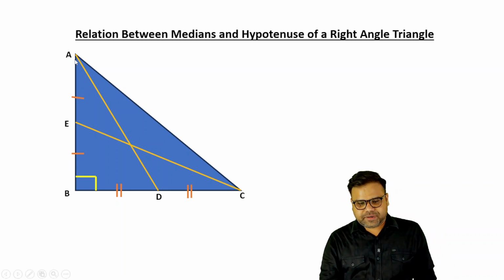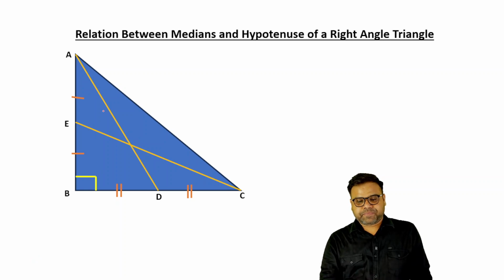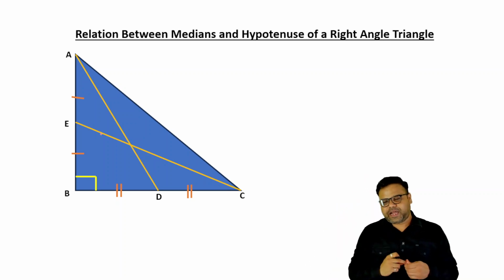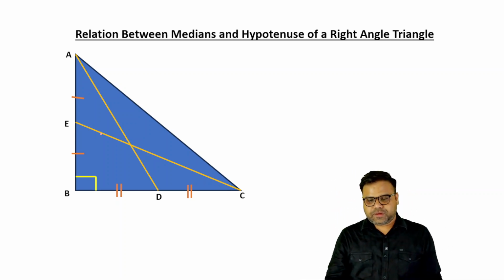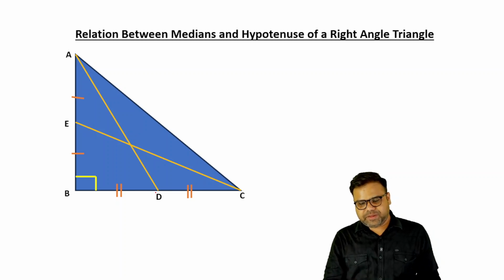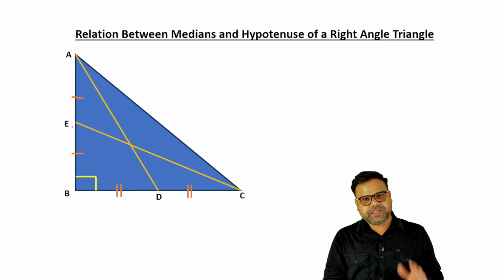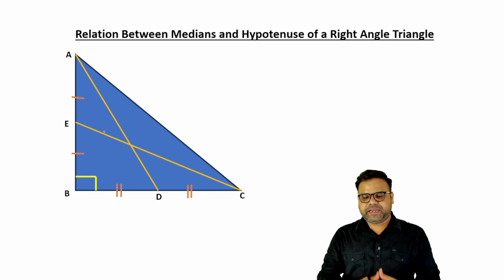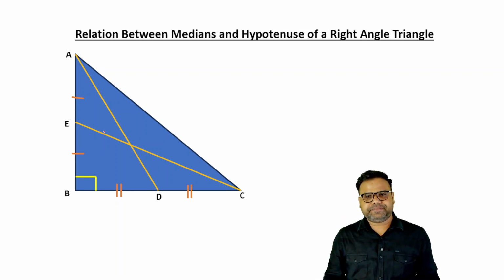So as you can see, triangle ABC is a right angle triangle. Why? Because angle B is 90 degrees. B is right angle, and the side in front of the right angle is the hypotenuse. So AC will be the hypotenuse of triangle ABC. AD and CE are medians. So D will be the midpoint of BC and E will be the midpoint of AB. I have to establish a relation between AD, CE and AC.